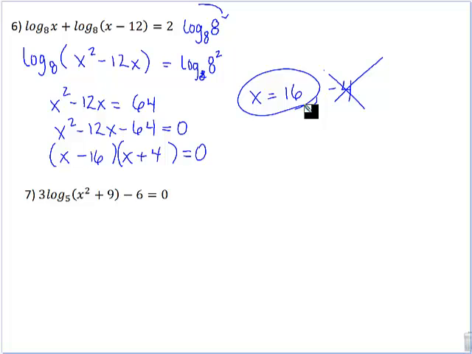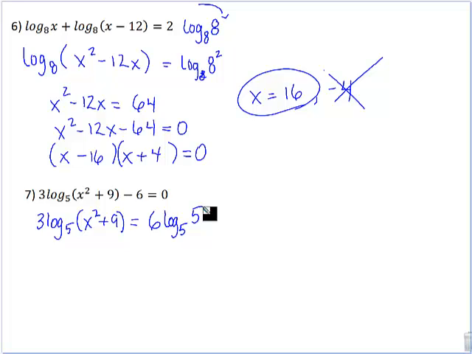3 times the log base 5 of x squared plus 9 minus 6 is equal to 0. Okay, we don't have a log on the other side, and we also just have this minus 6. So let's start by adding the 6 over. So 3 log base 5 of x squared plus 9 is equal to 6. And then what do we want to multiply the 6 by? 3. Yeah, log base 5 of 5.